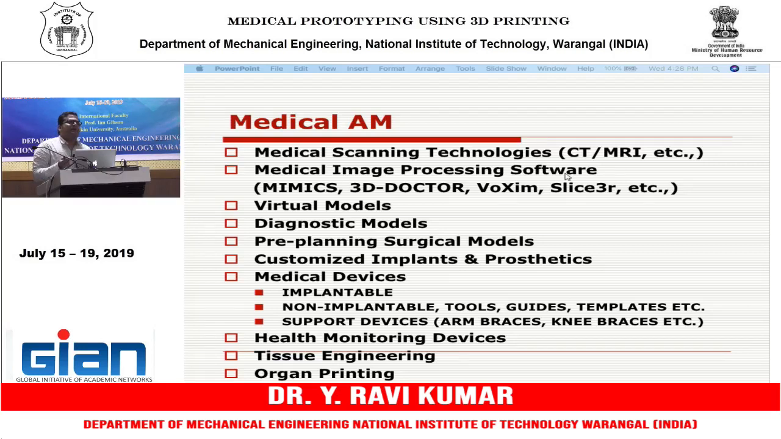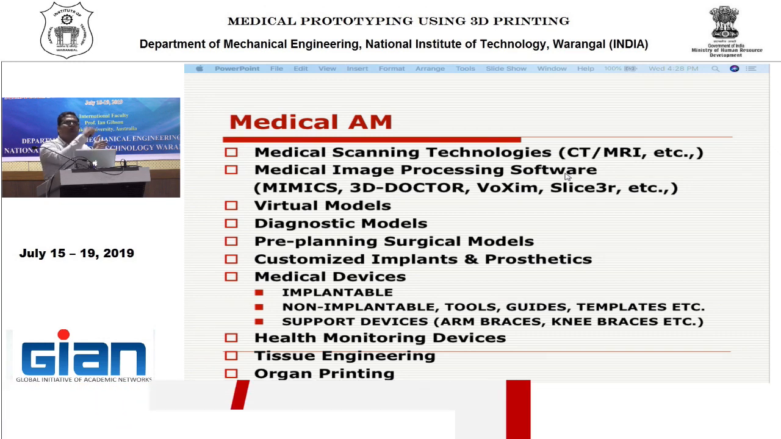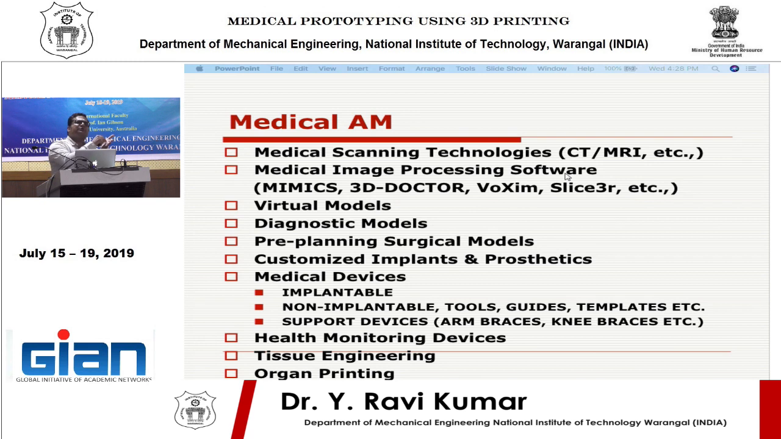Based on the patient bio-model, you can pre-plan the surgery: where you want to cut open, which part and how much there is a tumor, how much portion we need to remove, and what devices or instruments you want to use to operate. All these things you can plan before going to the operation theater, right? It should not be a guess game.